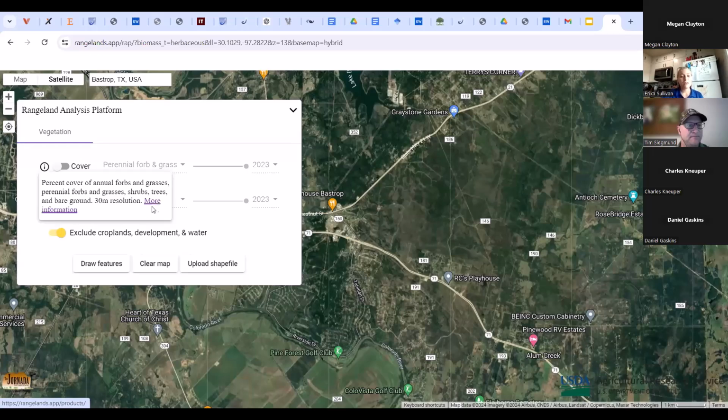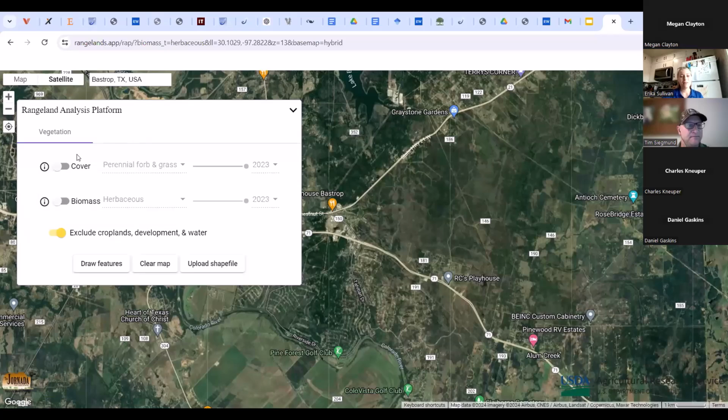If you're interested in looking at how they're getting this information, what kind of math calculations they're doing in order to provide this sort of data, and also what the actual error of the cover and biomass is in this case, how accurate this technology is, just click on more information here and it'll take you to a separate page where you can read as much or as little on that as you want to.